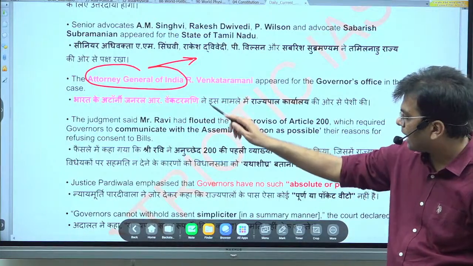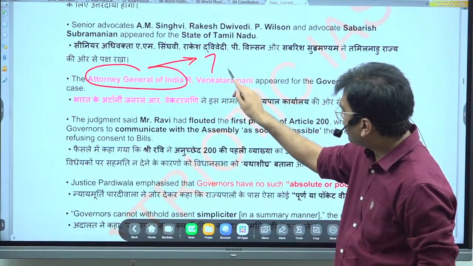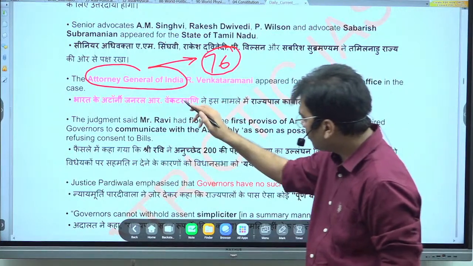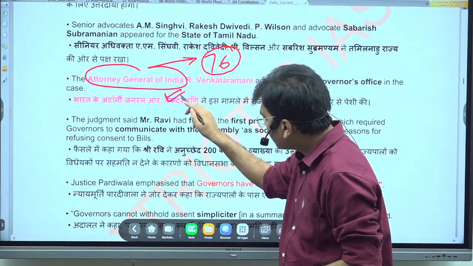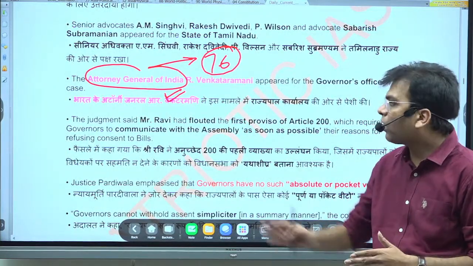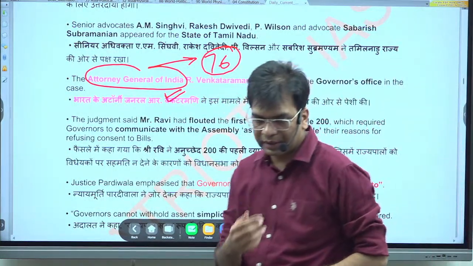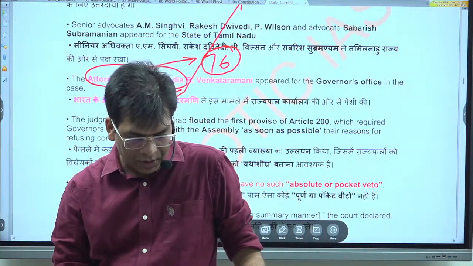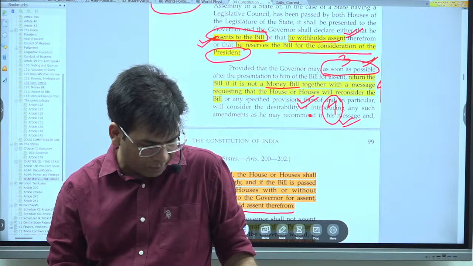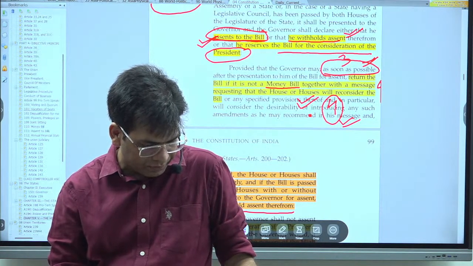Here you will get that Article 76 talks about the Attorney General of India. This is the head of the law personnel. This is the main lawyer of the government. So let's look into our Constitution, where it is, Article 76. Please open Article 76, all of you.